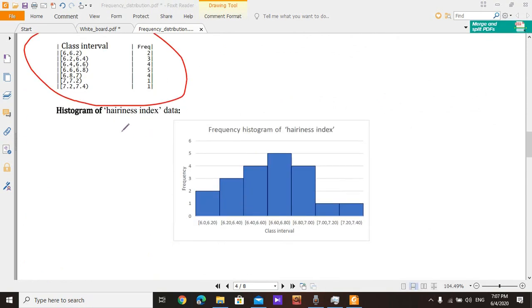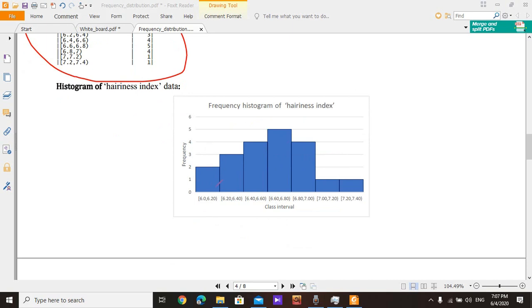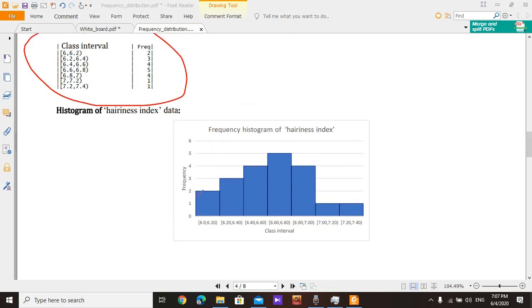Okay, we now see what a histogram is. A histogram is just a graphical presentation of a frequency distribution. Here you can see the frequency histogram of hairiness index data. In a frequency distribution, we put class intervals, that is 6 to 6.20 and 6.20 to 6.40 exclusive. Then we assign frequency, the number of observations per interval. Then we draw some bars.